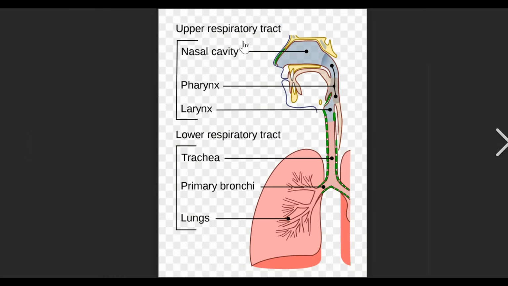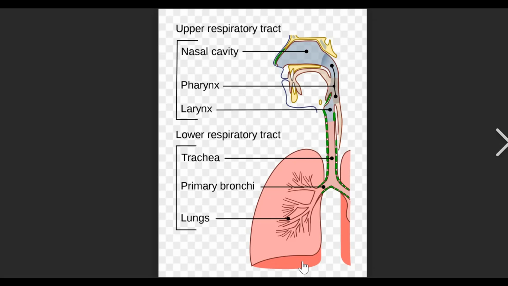Looking into the respiratory tract, it is divided into upper and lower. Upper involves nostril, nasal cavity, pharynx, and larynx. And lower involves trachea, bronchi, bronchioles, alveoli, and lungs.